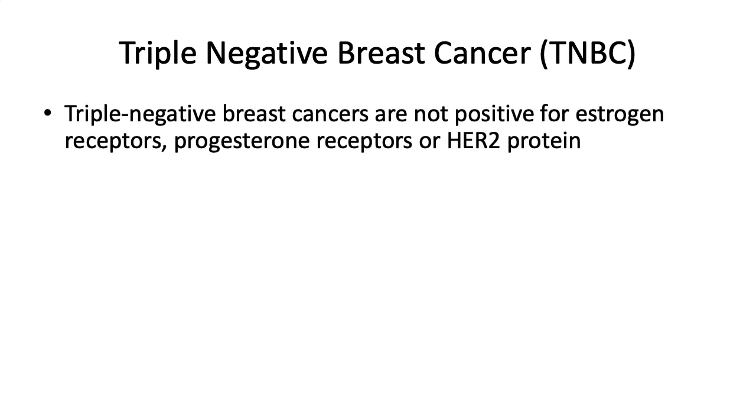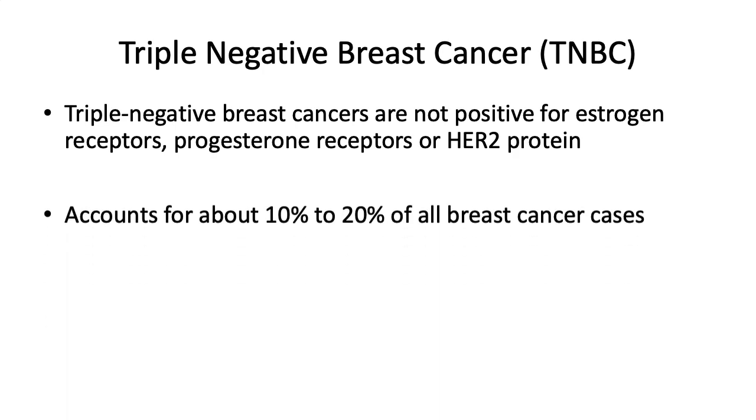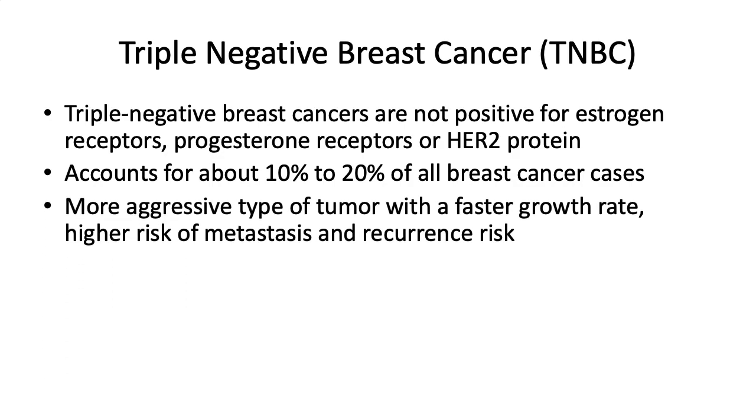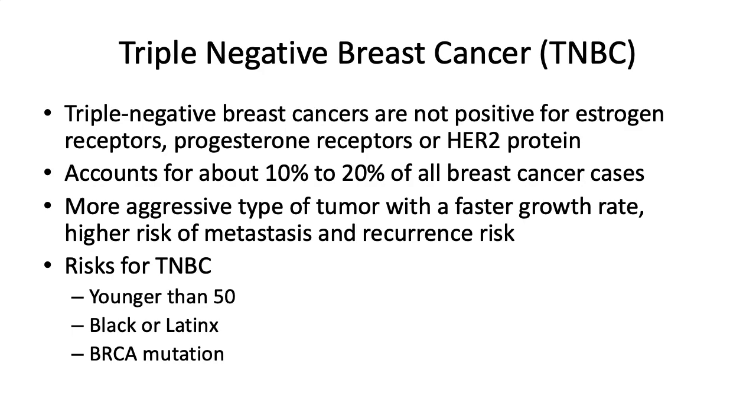Just to give you an idea what that is, triple negative breast cancer is not positive for estrogen receptors, progesterone receptors, or the HER2 protein. It accounts for about 10 to 20% of all breast cancer cases. And why do we care about this? Because it's more aggressive, right? If this was a form of cancer that was easily cured, we probably wouldn't care much about it, but it isn't. And not only that, but it tends to affect minorities, people that probably don't get as good of medical care as other groups. So I think it's an important cancer.